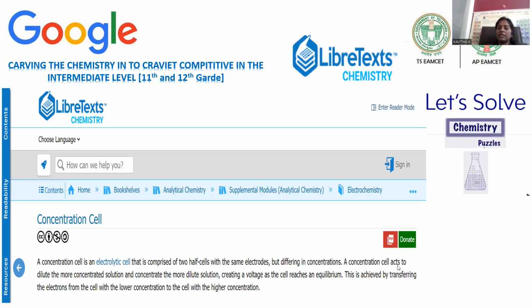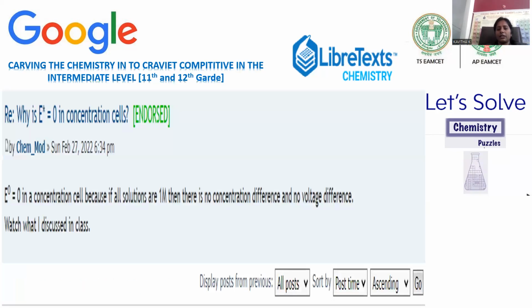A concentration cell acts to dilute the more concentrated solution and concentrate the more diluted solution. So if a diluted solution is there, you can make it concentrated, and if a concentrated solution is there, you can make it diluted as well. So we have both possibilities. Concentration matters in the case of a concentration cell. Composition remains the same, but concentration will be varied, right?